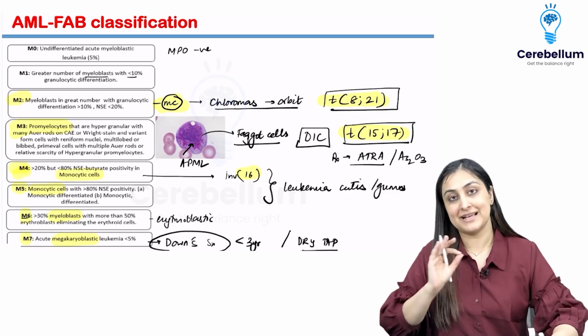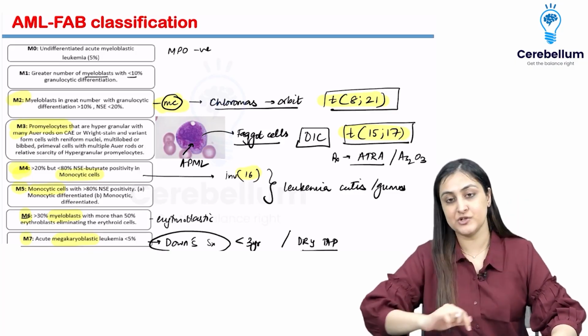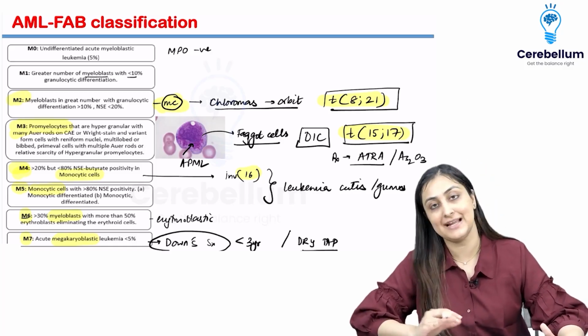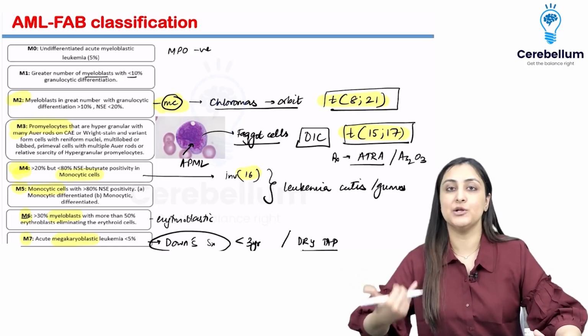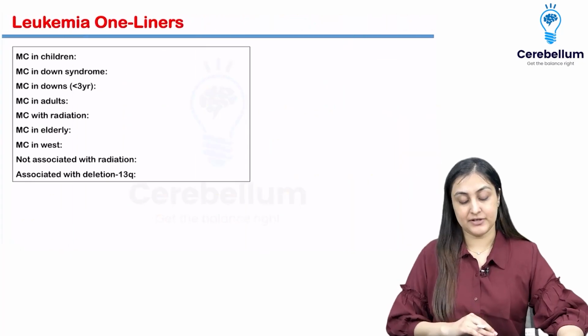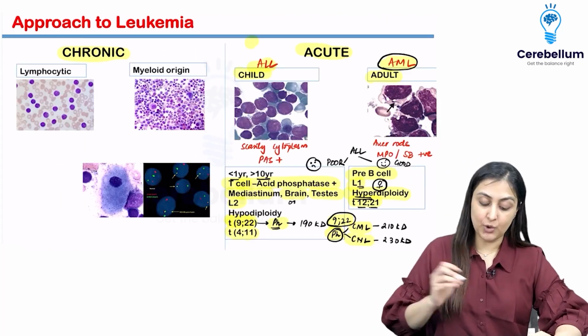Okay, so this is an exception to the version which we did earlier. This is the only type of leukemia where you're going to have a dry tap because it's associated with myelofibrosis. Okay, so this is the FAB classification. Now let's go to our chronic category.